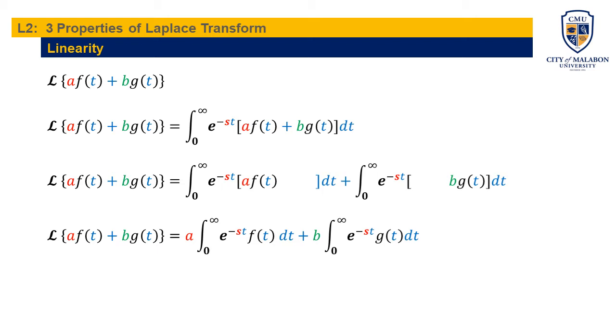So, therefore, pagka ganyan yung itsura ng ating equation, pwede na nating i-simplify yung ating equation, right? In this case, nire-write lang natin siya na mas maayos. Inilabas natin yung mga constant, like yung dito sa first term natin, yung a, nilabas na natin so that ang makikita na lang natin is yung integral from 0 to infinity ng e to the minus st f of t dt plus b times the integral from 0 to infinity e to the minus st g of t dt. So in this form, makikita natin, pwede nating i-rewrite yung ating integrals, okay, pabalik sa notation ng Laplace transform.